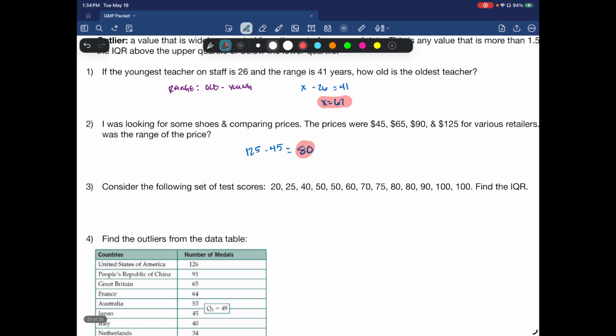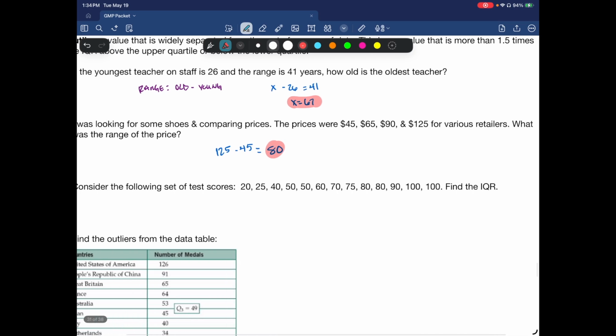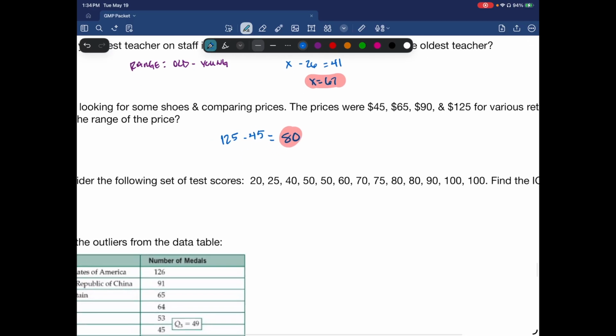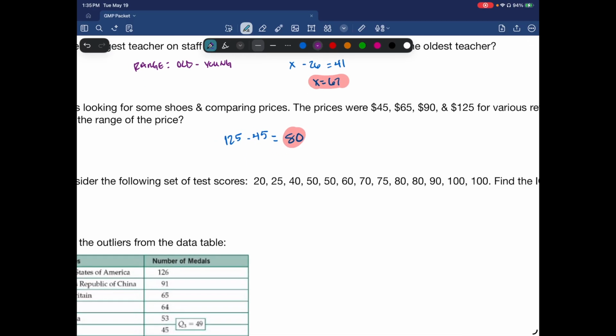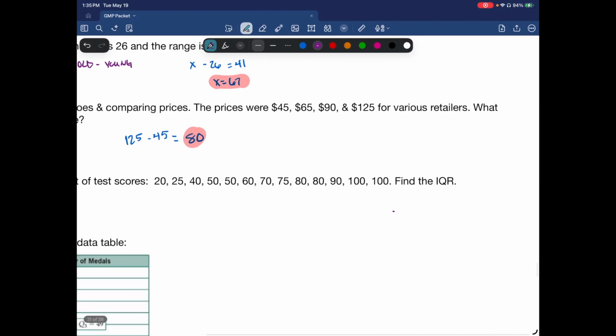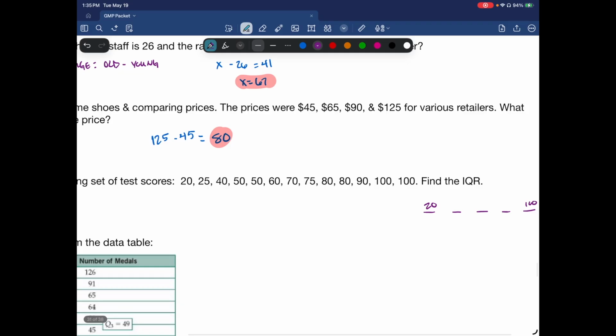All right, consider the following set of test scores. Find the IQR. So we want the 5-number summary. The lowest number is 20. The highest number is 100. These are already in order. Let's see, we have 1, 2, 3, 4, 5, 6, 7, 8, 9, 10, 11, 12, 13 numbers. So the 7th number is going to be my median. 1, 2, 3, 4, 5, 6, 7. So 70 is my median.